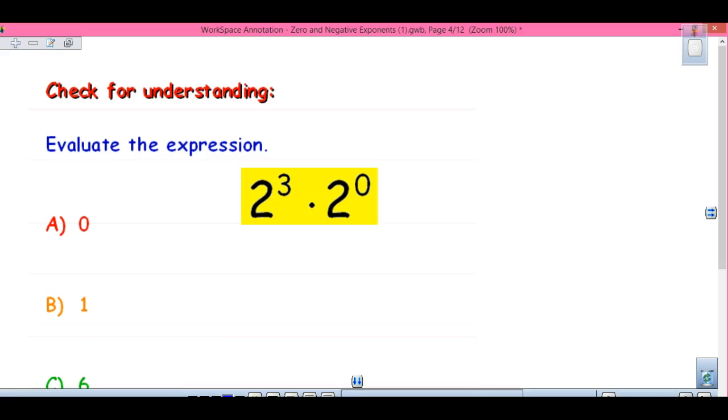All right, so we know that if they have the same base, what do we do with their exponents? We add them. So this 3 plus 0 is, so this would be 2 to the 3rd power, which gives us 8. Yep, which is D. Good.